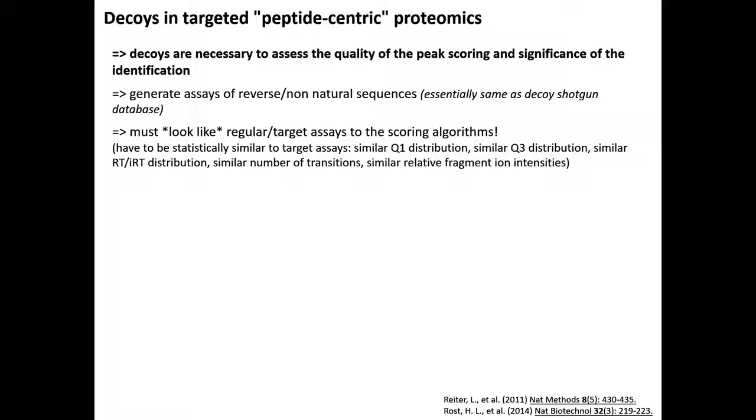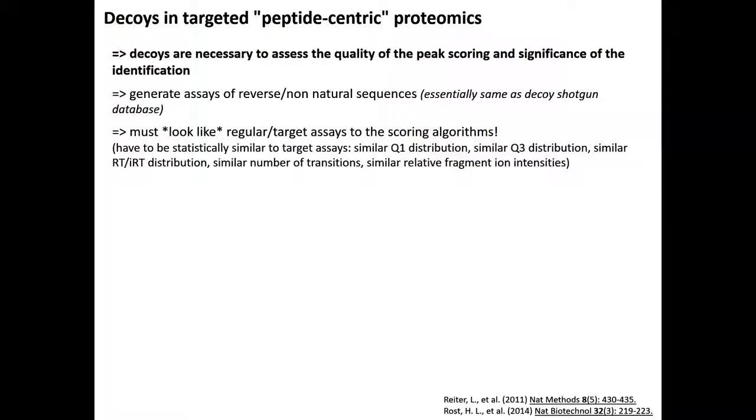For example, the low M/Z range of the mass space is much more crowded than the mass range around 1,000 or 1,500. So if you have a peptide that you extract at mass 400, don't take a decoy for it which is at mass 1,200, because then the chance of hitting something at 1,200 is very different. So you need to have a similar Q1 distribution. You need to have a similar Q3 distribution for the mass of the fragments that you extract.